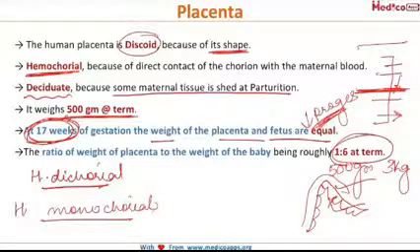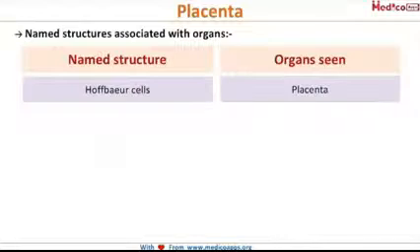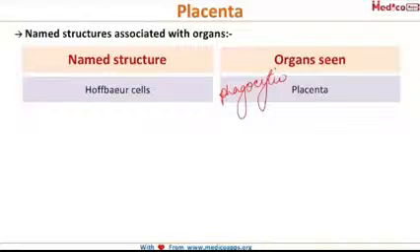Now let us discuss a few named structures associated with the placenta. Number one is Hofbauer cells. Now what are these Hofbauer cells? They are phagocytic cells which trap the maternal antibodies crossing the placenta, and thus they act as immunosuppressive. In early pregnancy, they are derived from the villous mesenchymal cells, whereas towards late pregnancy, they originate from the fetal hematopoietic stem cells.